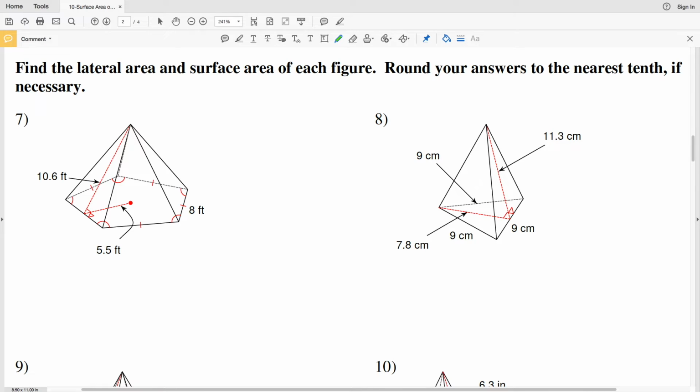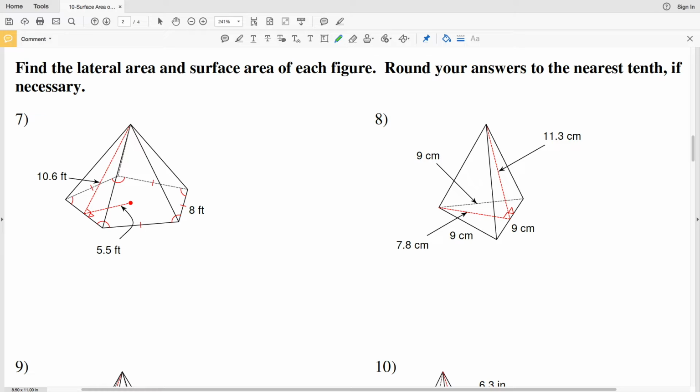In this video, we're continuing on with the Infinite Geometry free worksheet, Surface Area of Pyramids and Cones, picking up where we left off with number 7. Our directions in this next section are to find the lateral area and surface area of each figure and to round our answer to the nearest tenth if necessary.